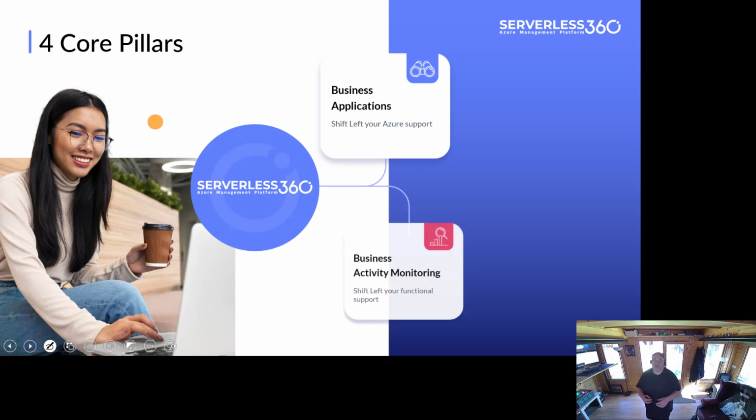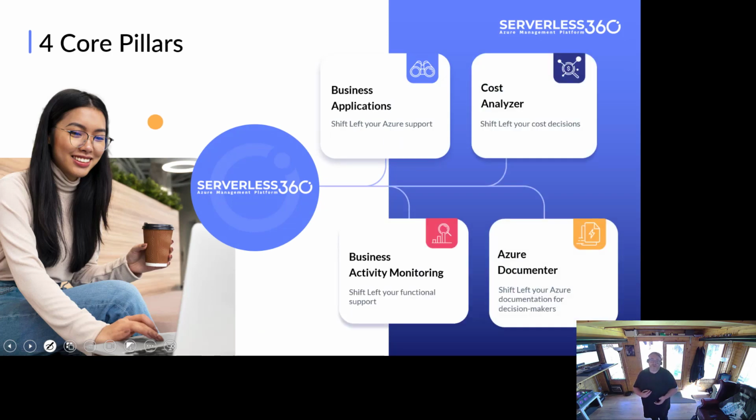So in Serverless 360, we have four modules. We've got business apps for day-to-day operations, cost analyzer for helping you develop a cost-focused culture to make sure you spend money efficiently. Document is about generating documentation to help meet your compliance requirements and do good governance. And the one we're talking about today is business activity monitoring, which is aimed at providing the ability to manage at a higher abstraction. So instead of managing a technical component, we can manage a business process, something like the library data sync or an order process.